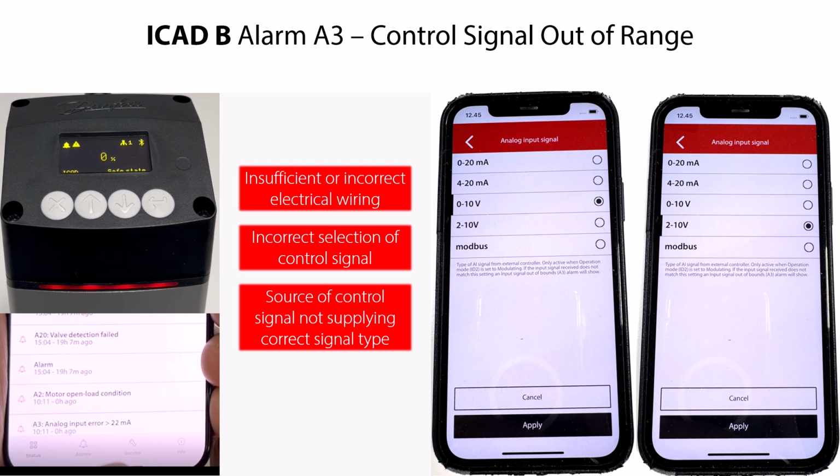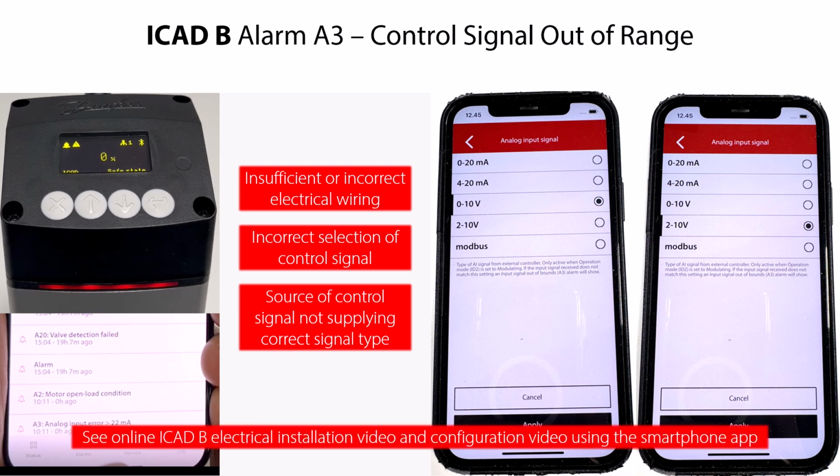So, to solve the A3 alarm issue, check the mentioned possible root causes of failure and correct accordingly. You can find more information about how to correctly wire the ICAD B and how to configure the control signal in the online ICAD B electrical installation video and ICAD B configuration video using the ICAD B smartphone app. Once the possible failure has been corrected, then the ICAD B will be reset to normal operation mode.